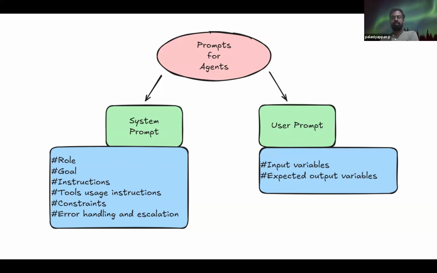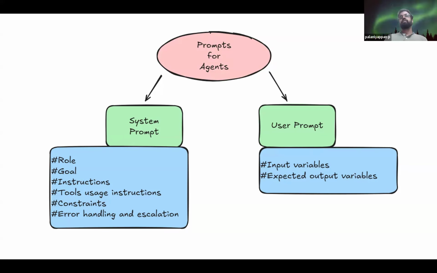And when it comes to user prompting, you won't define anything like what you did with system prompting. You will just highlight the input variables and the expected output variables. Here we are not mentioning the input values. We are just mentioning input variables or arguments, which is different from values. A value is a value, and a variable is a bucket that stores that value. So it's completely different from each other.